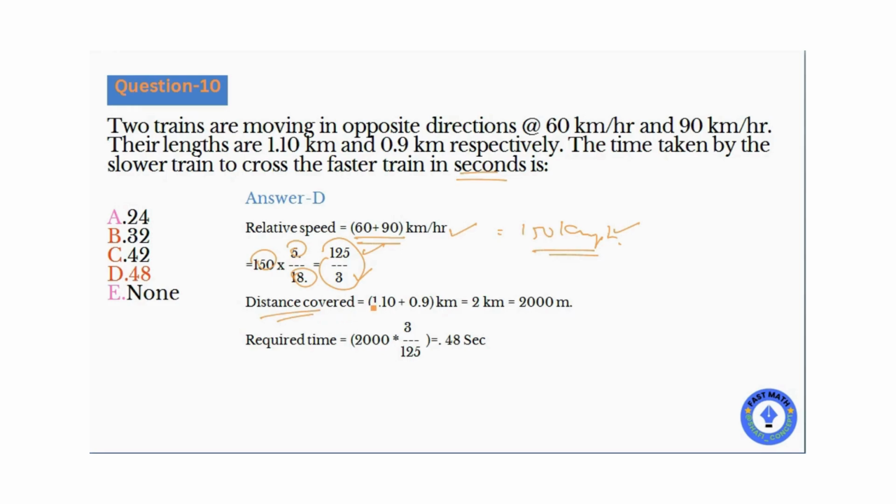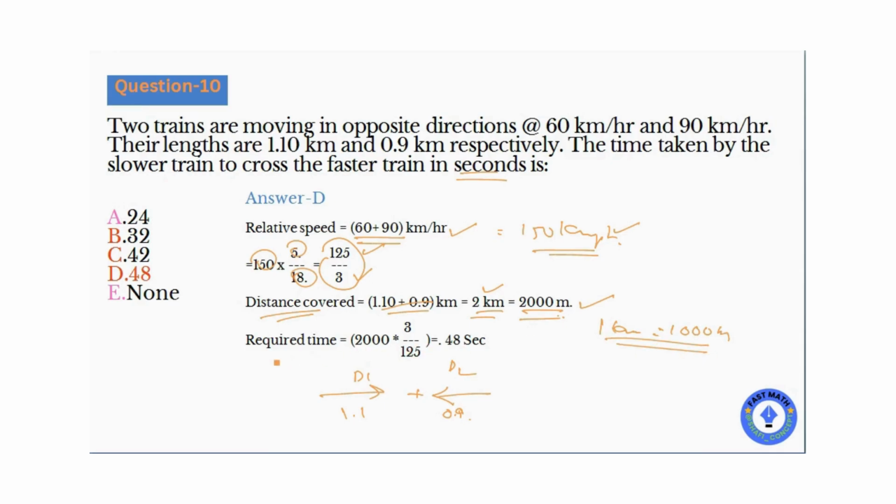What is the distance to be covered? Both trains are moving in the opposite direction, so you just have to add the distances also. D1 plus D2. D1 is given as 1.1 and D2 is 0.9. Both are added. Ultimately, the distance to be covered by the trains will be 2 kilometers. That is nothing but 2000 meters. How has it been arrived at? 1 kilometer is equivalent to 1000 meters.